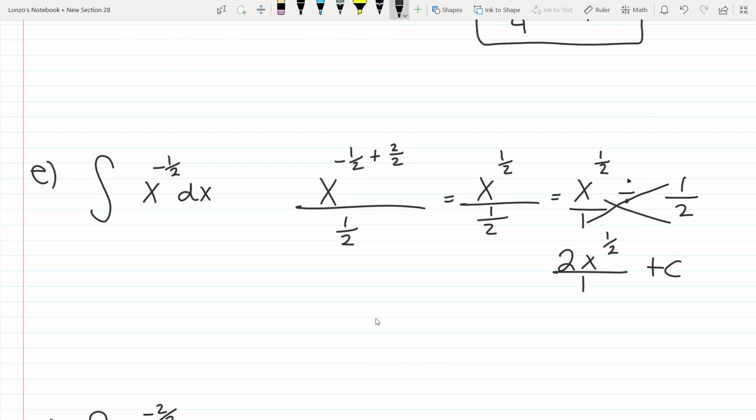So you can leave it like this. You can actually simplify it a little bit more. X to the 1/2 is the same thing as square root of x.